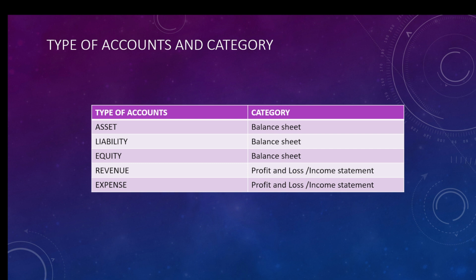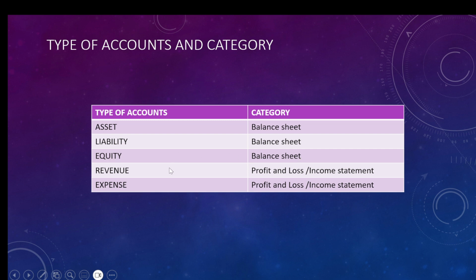Okay. Now let me give a few more dimensions of accounting basics. What is an account type and what category does it fall in? These are all the account types which we are going to come across in F&O. Basically they are asset, liability, equity, revenue, and expense types of accounts. And what category do they fall in? An asset is part of the balance sheet. A liability is part of the balance sheet category, and equity is also part of the balance sheet.